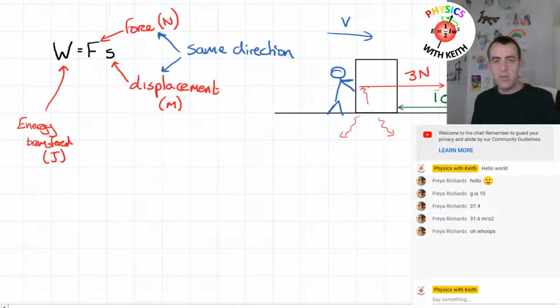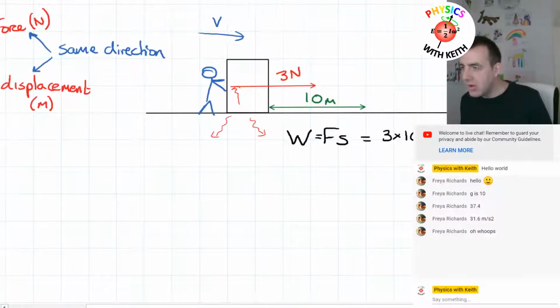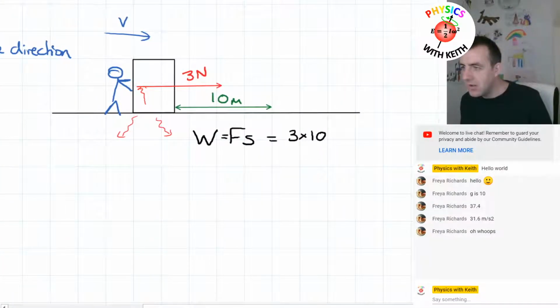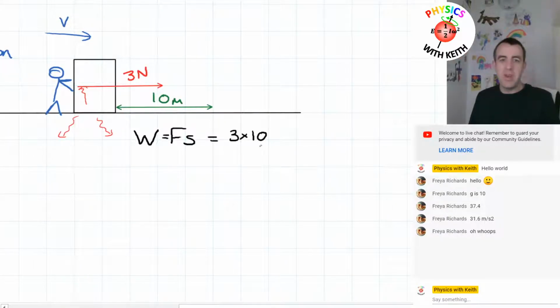The force is horizontal. I'm displacing the box horizontally. So force, 3 newtons times displacement, 10. I've gone behind my face. Please do let me know if I do that, because I get so excited sometimes I forget that my head's in the way. There we go. So force multiplied by displacement, this would be 30 joules of energy.